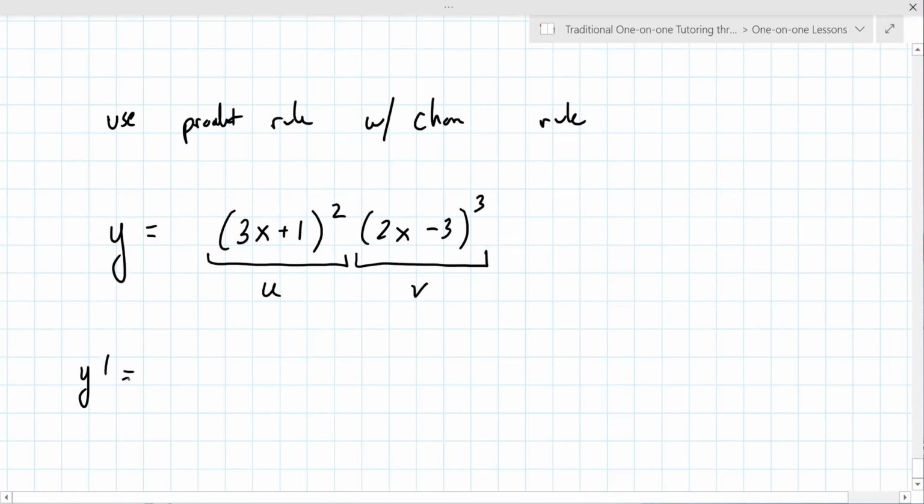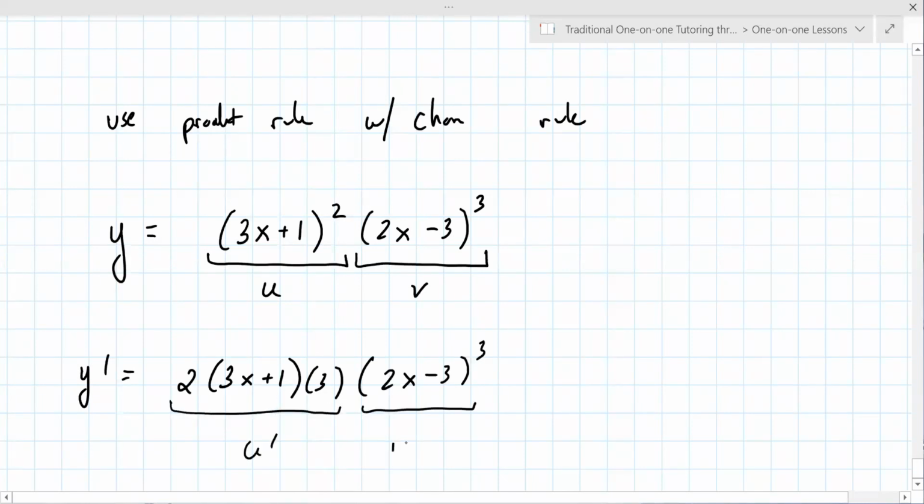So y prime equals 2 times, keep it, but then you multiply by the derivative of the inside function, which is 3. Times 3. Okay, and then you keep v. So this is all u prime, and this is v, plus, now what? Don't touch it. So the product rule is uv becomes u prime v plus u v prime.